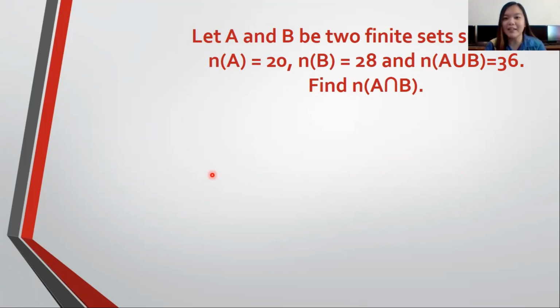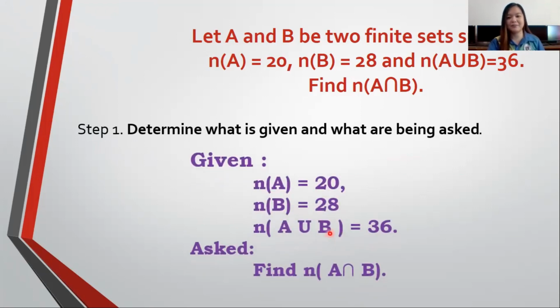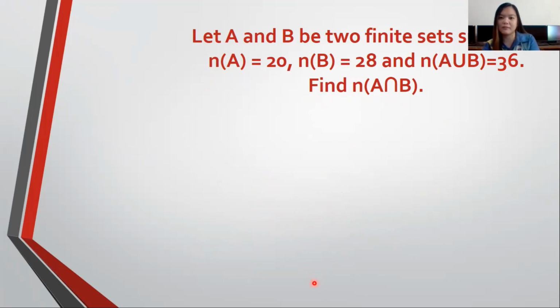Sorry. So, let A and B be two finite sets such that cardinality of A is 20, cardinality of B is 28, and cardinality of A union B is 36. Find the cardinality of A intersection B. Yung question kanina. First step is that you are going to determine what is given and what are being asked. So, given, ito, yung 20, which is the cardinality of set A. Set B, 28. A union B, 36. And the asked question is find for the cardinality of A intersection B.